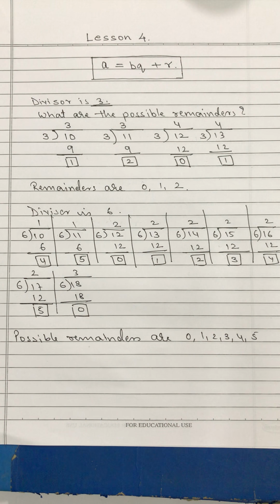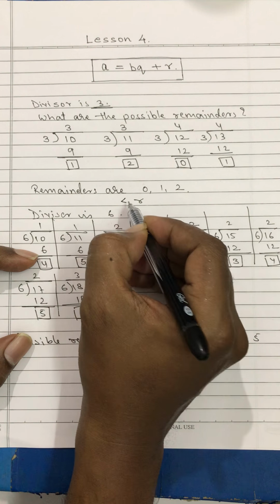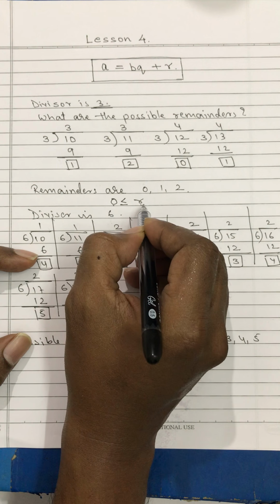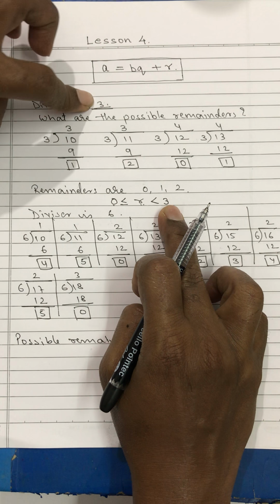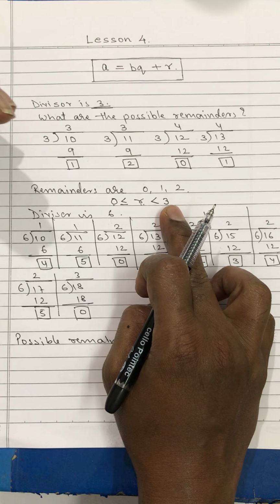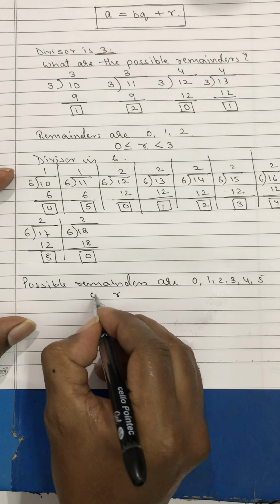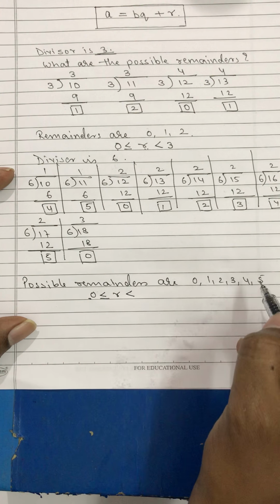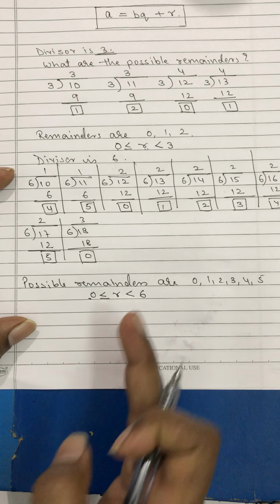Can you make out anything? When the divisor is 3, the remainder r is either equal to 0 or greater than 0, and it is going to be less than 3. So it will be up to 2: 0, 1, 2. Similarly, here the remainder can be 0 or greater, and it will be less than the divisor itself. The divisor is 6, so it will stop at 5. It will never be 6.